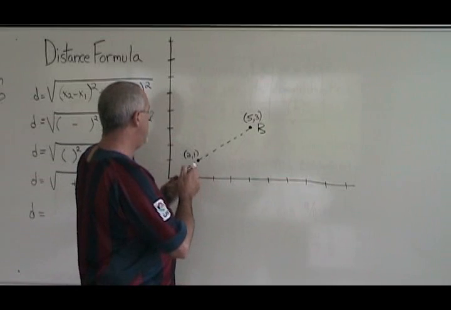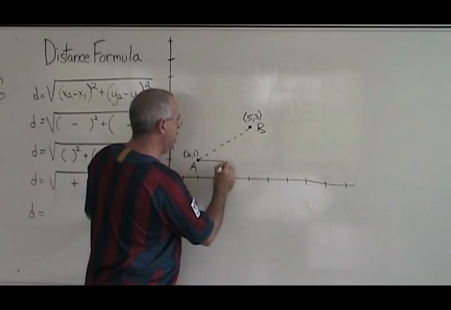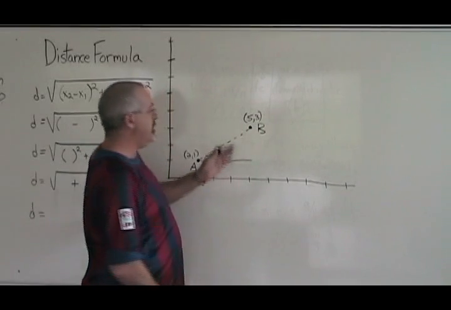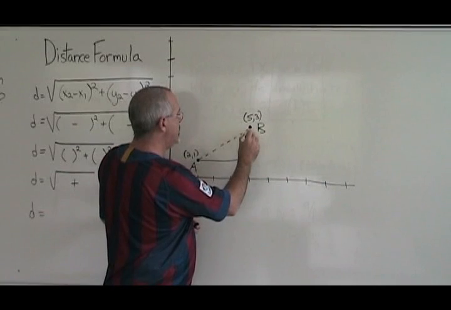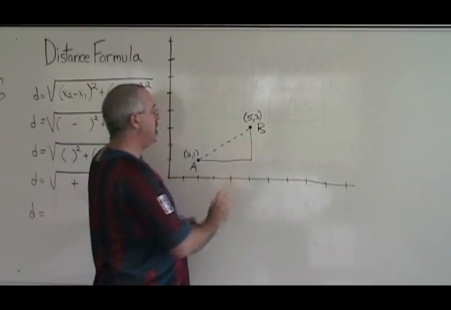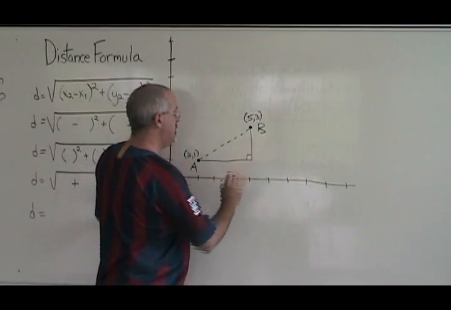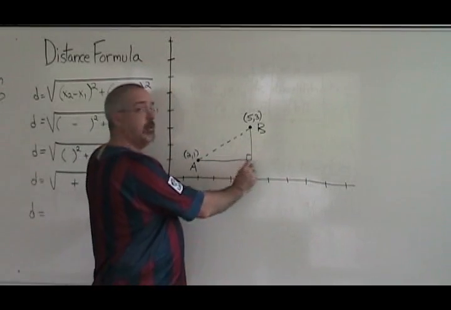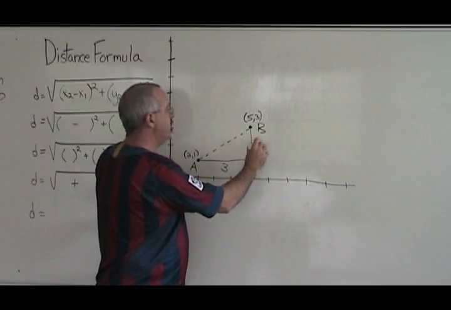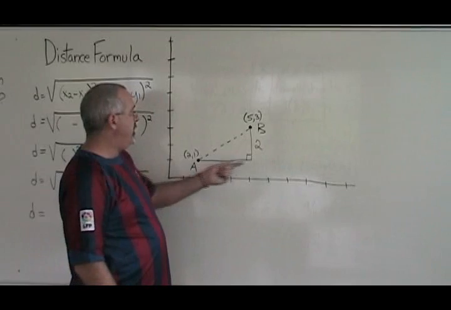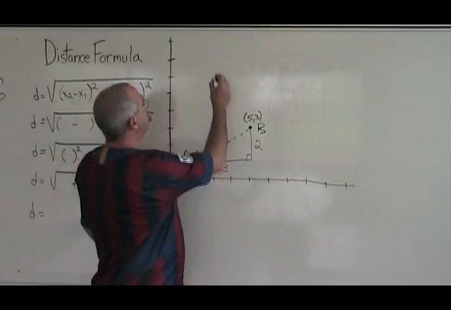So let's do it. If I draw a line from A, 3 units directly to the right, I end up directly below B. And if I draw a line from B straight down 2 units, I end up directly to the right of A. I have completed a right triangle. I know that this distance is 3 units, and I know this distance is 2 units. I now have enough information about this triangle to apply Pythagoras' theorem, so I'll do it.